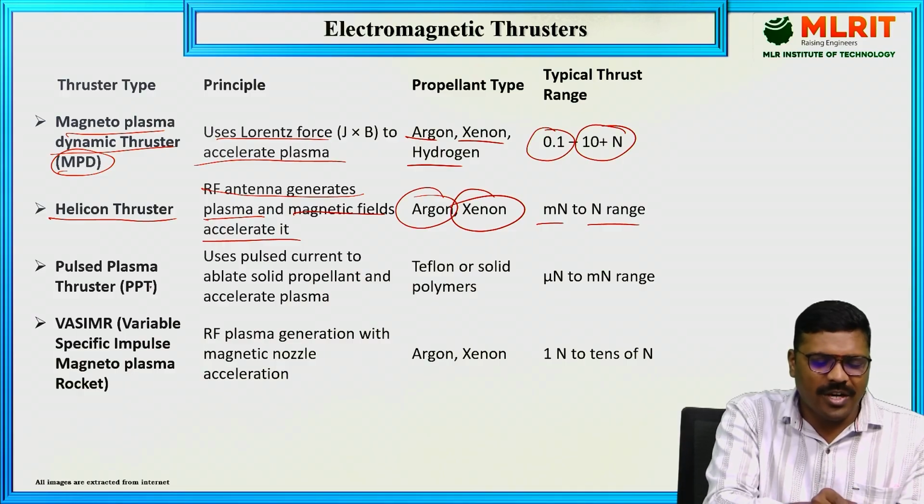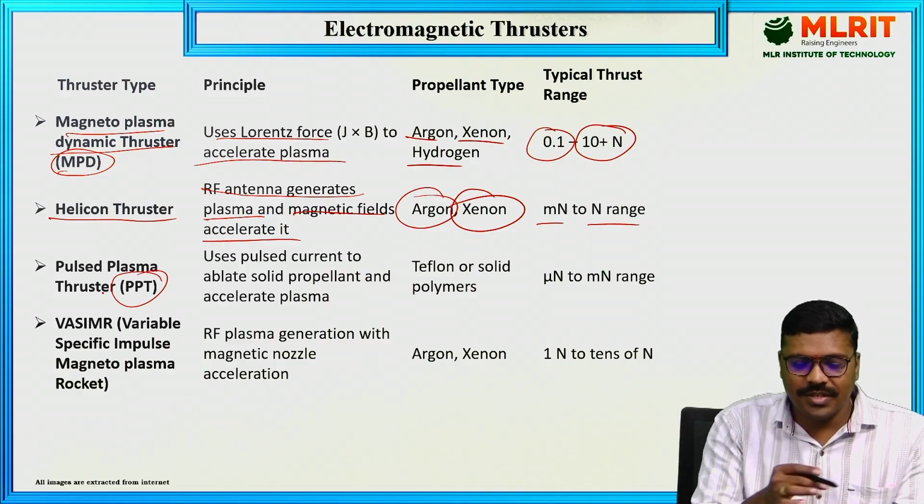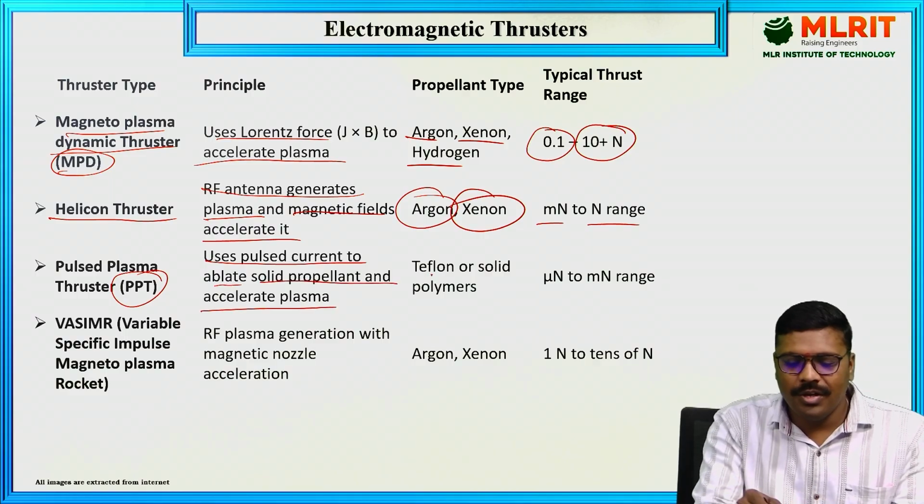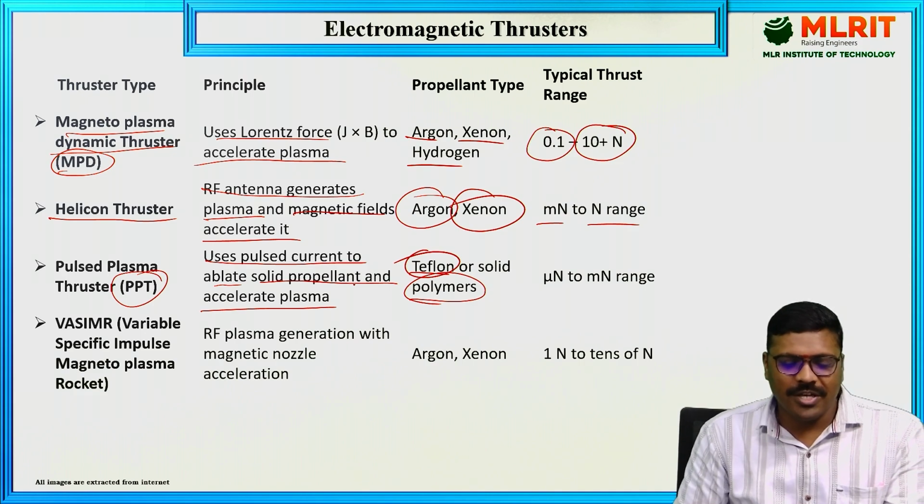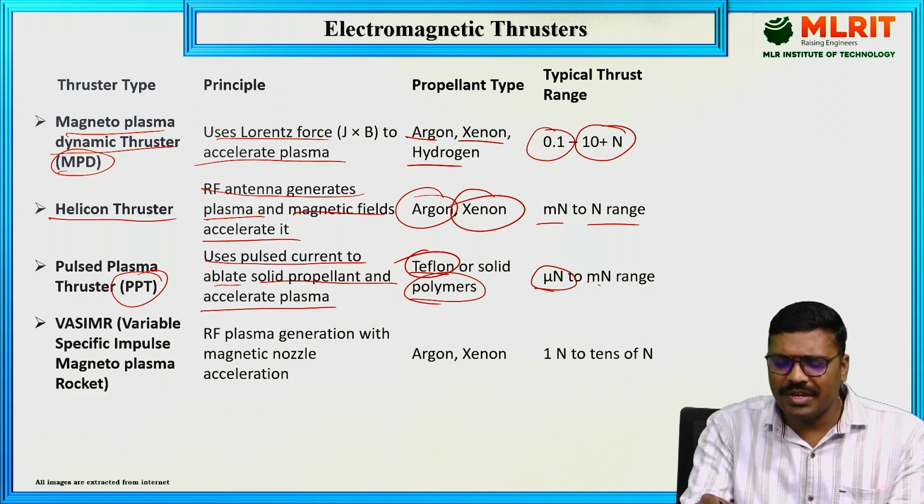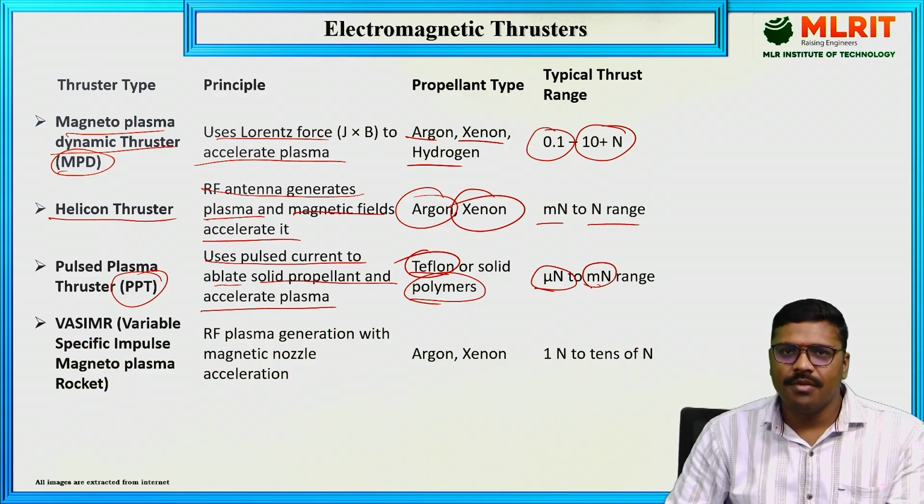Next, pulsed plasma thrusters. The thrust is generated like a pulse. They use pulsed current to ablate solid propellant and accelerate plasma. Teflon and solid polymers are used as propellants in the pulsed plasma thruster. This is a solid propellant. The thrust is micronewtons to millinewtons, very less.